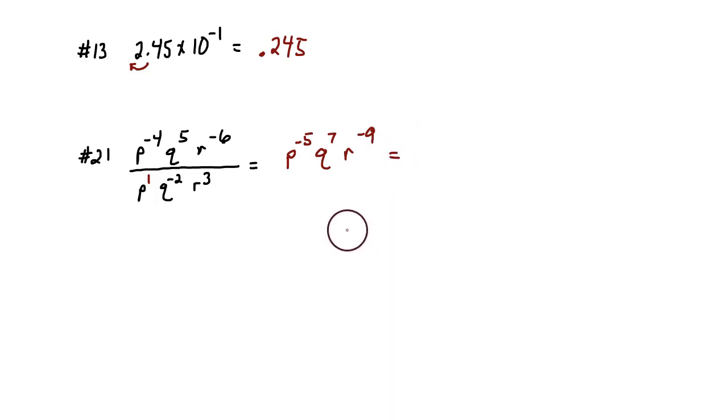Now let's use our rule about the meaning of negative exponents to make some reciprocals. Please notice that the letter Q goes to a positive exponent, so it will stay in the top. But the ones that had negative exponents will move into the bottom. We'll get P to the positive 5 in the bottom and R to the positive 9 in the bottom. So the answer is Q to the 7 over P to the 5th, R to the 9th.